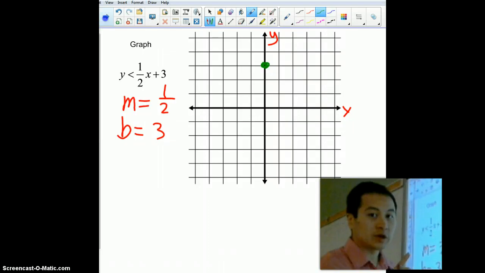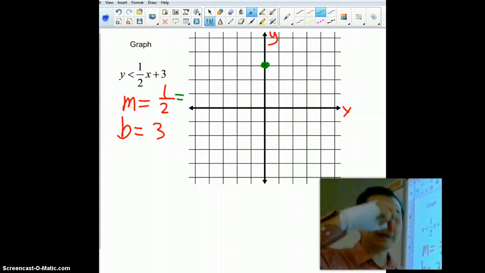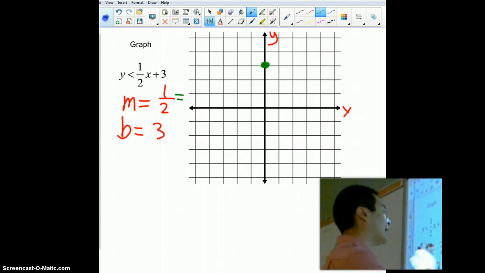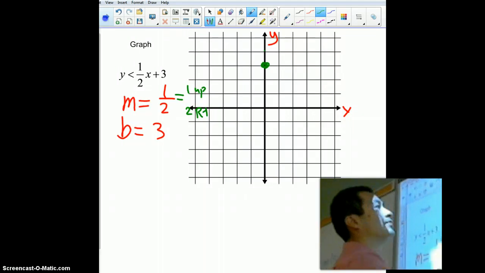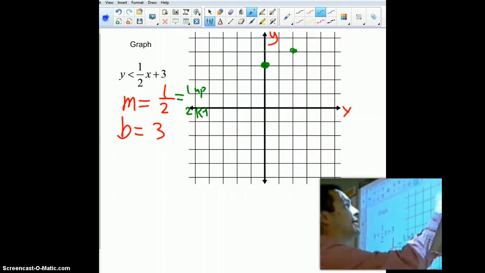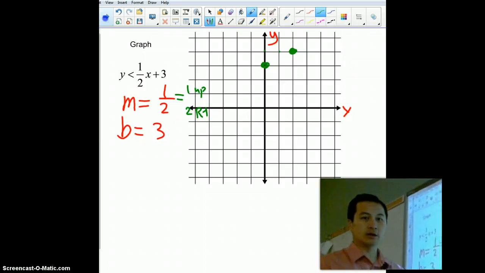B always tells you where to start. On the y-axis. Always on the y, not on the x. A lot of people make the mistake of starting on the x. On the y only. Then you graph the slope. What does the slope tell us? Remember, it's rise over run. The top tells us how much to go up and down. The bottom tells us to go left and right. So this looks like 1 up and 2 to the right. So from our first point, we go 1 up, 2 to the right. I make my dot. So everything you have been doing has been exactly like a line.